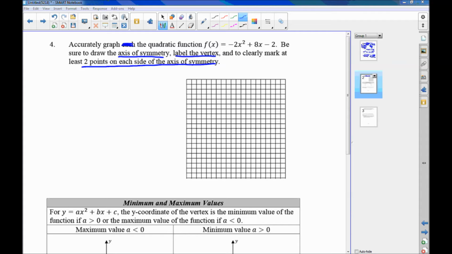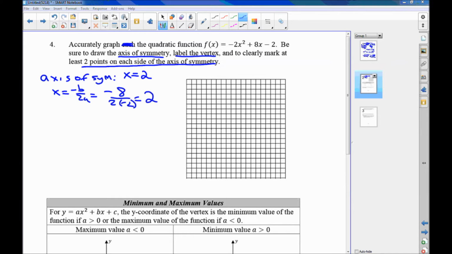All right, so let's see. Axis of symmetry first. This is going to be x equals negative b over 2a. So negative 8 over 2 times negative 2. So that's negative 8 over negative 4, which is positive 2. So our axis of symmetry is x equal to 2.